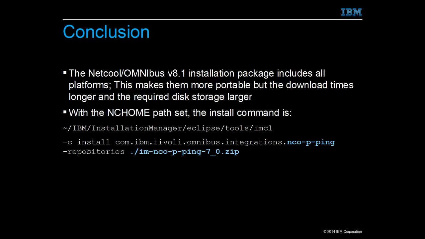The Netcool Omnibus version 8 install package is a lot larger because it includes all of the supported platform software. Download the required product file and use the imcl tool to install the product, whose details are contained in the file name of the downloaded file. For example, nco-p-ping, which is added to the end of the dot notated class type file name, com.ibm.tivoli.omnibus.integrations.